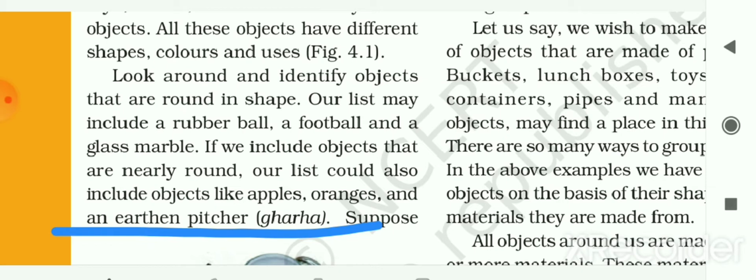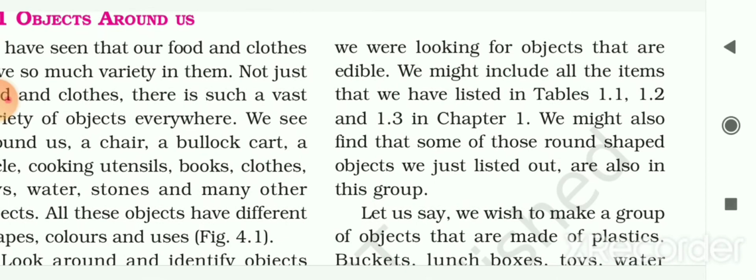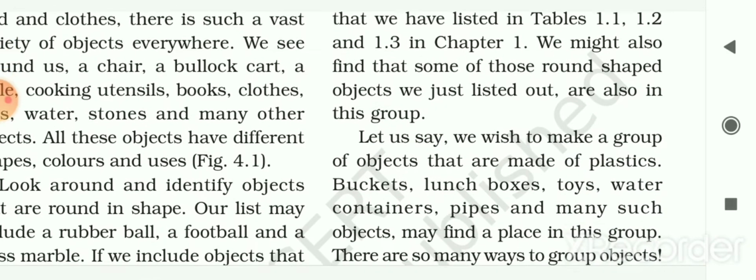So what is material? Anything that has mass and occupies space is called matter, and the matter used in making an object is called material. Now suppose we were looking for objects that are edible, that we can eat. We might include all the items that we had listed in tables 1.1, 1.2 and 1.3 earlier in chapter 1. We might also find that some of those round-shaped objects we just listed are also in this group.